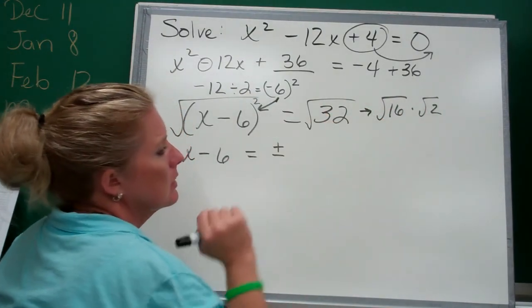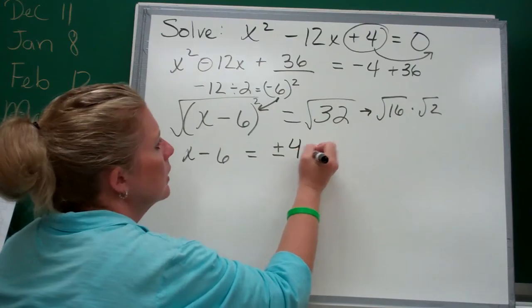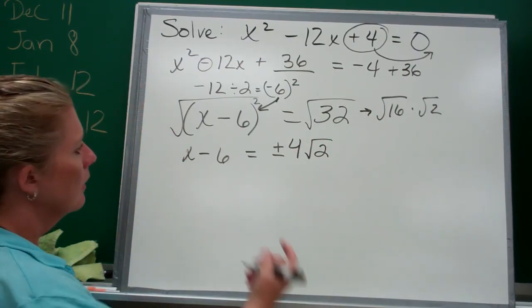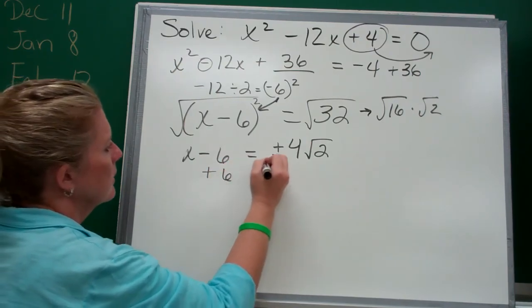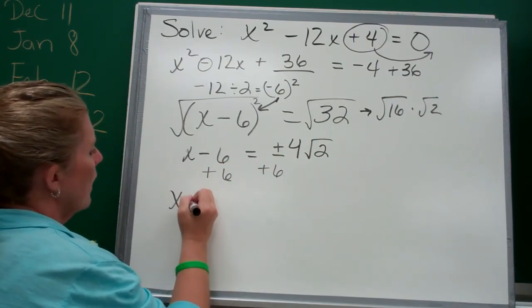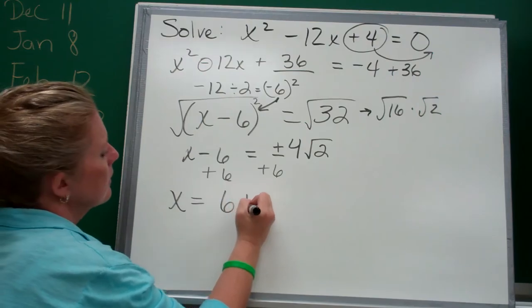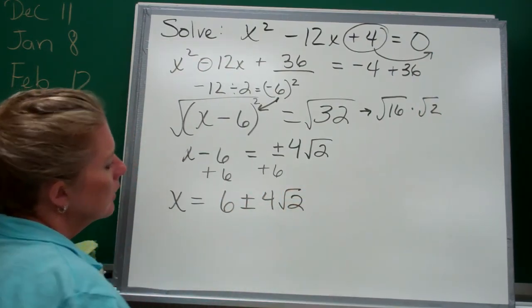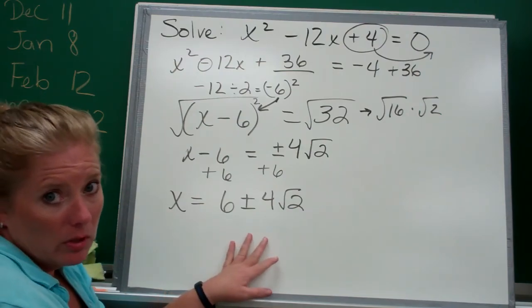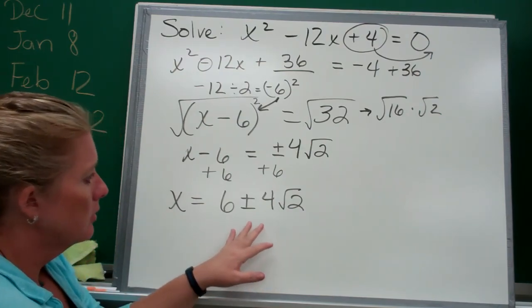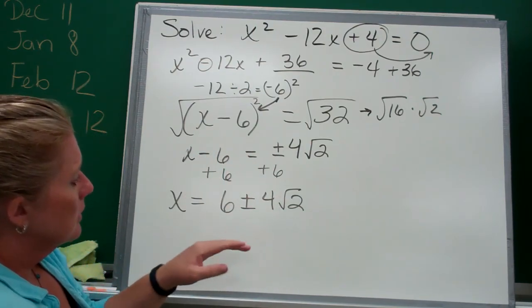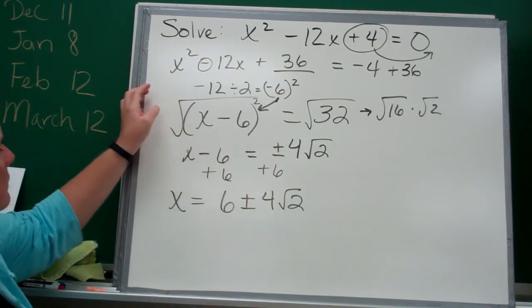What is the square root of 16? It is 4. And then the square root of 2 is along for the ride. Then we add 6 to both sides. So x equals 6 plus or minus 4 square roots of 2. Now this one, I do not want you to estimate and give me a decimal. Decimals are gross. So leave it like this. This is a perfect answer.